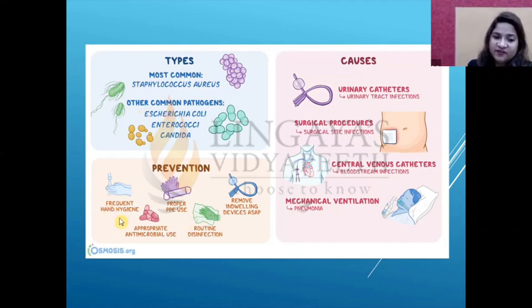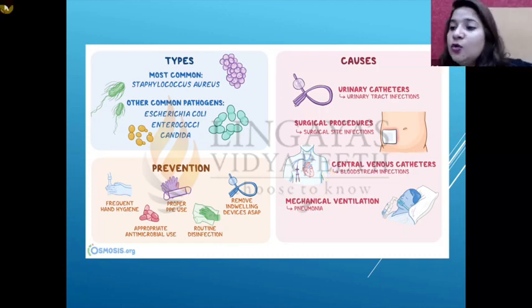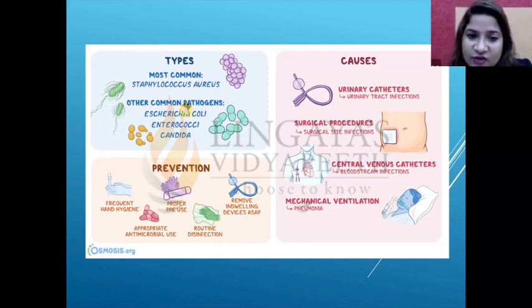So what are the preventions? Frequent hand hygiene must be performed. Proper use of PPE should be there. Appropriate antimicrobials should be given to the patient. Routine disinfection should be performed in the environment in which the patients are there. Indwelling devices such as urinary catheters, when they are not needed, must be removed as soon as possible to lower the risk of hospital acquired infection.